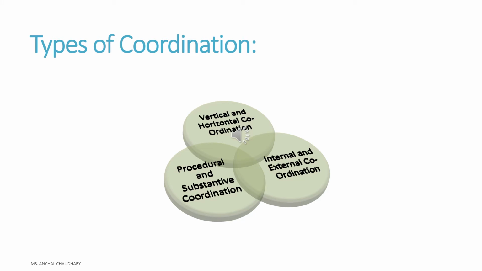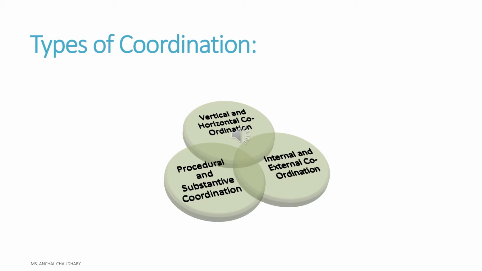Next is your types of coordination. First is your vertical and horizontal coordination. Vertical refers to the coordination among the activities of a manager and his subordinate. It is needed to ensure that all levels act in harmony, and it helps to maintain unity of command between different levels. For example, when you are coordinating some activities, like you have to complete this task, this activity is defined by the superior. Superior is commanding some task to their subordinates.